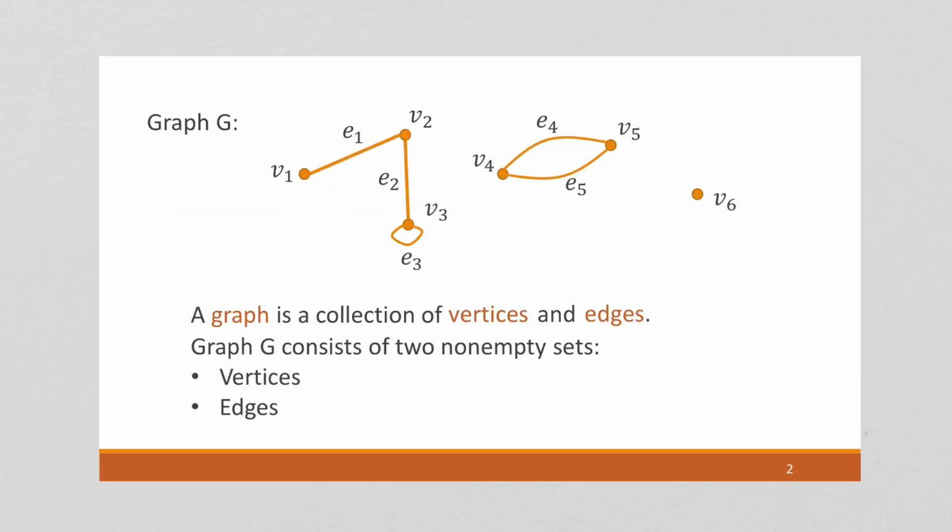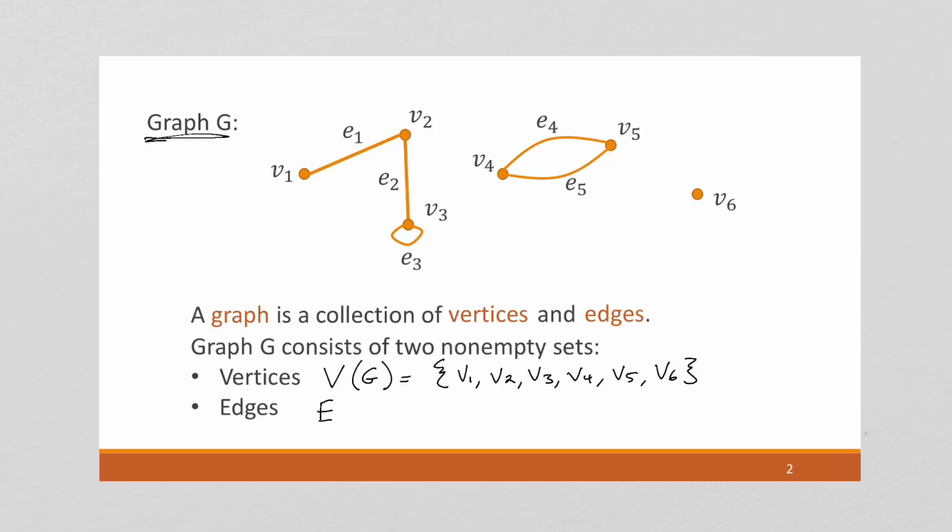Okay, so here's an illustration of a graph. We've called this graph G. And a graph is this collection of vertices and edges, and so we're going to label these as belonging to two non-empty sets. So the vertices of G are going to equal the set containing V1, V2, V3, V4, V5, and V6, because all of these vertices belong to the graph G.